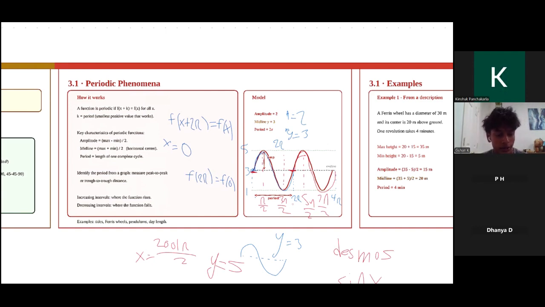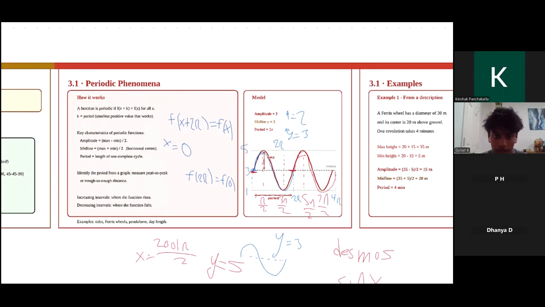And then increasing intervals is wherever the function rises. For example, from 3 pi over 2 to 5 pi over 2, it's rising. And then it's decreasing from 5 pi over 2 to 7 pi over 2. It's alternating between increasing and decreasing.